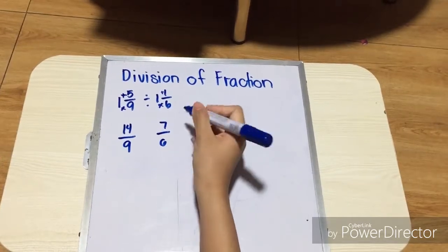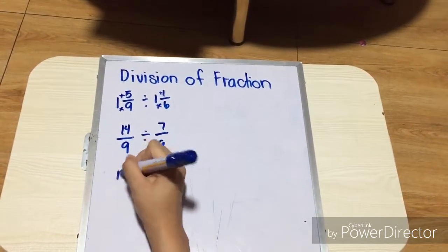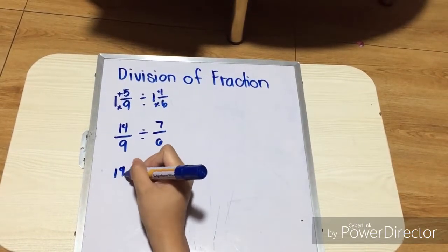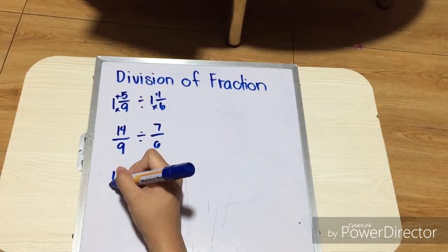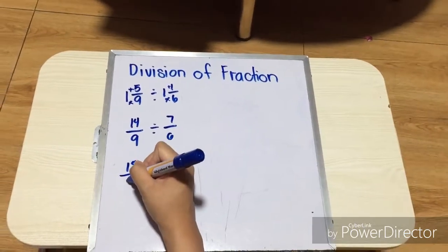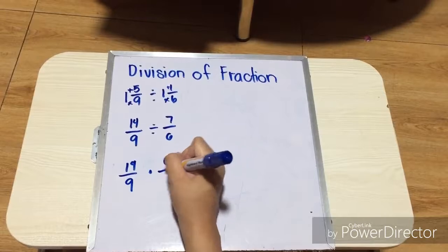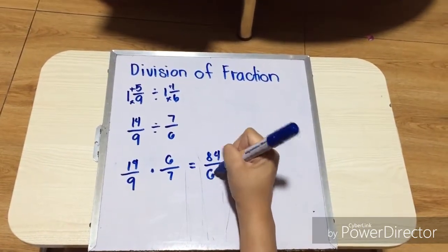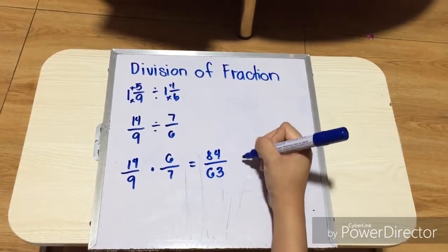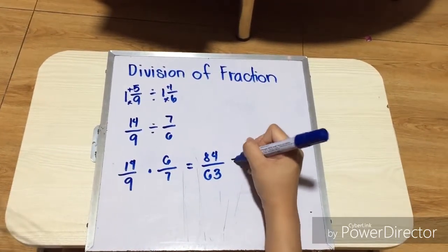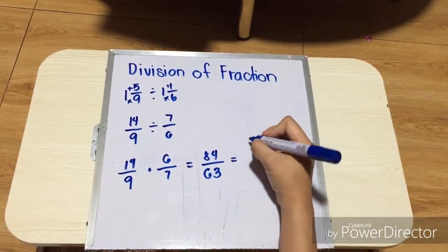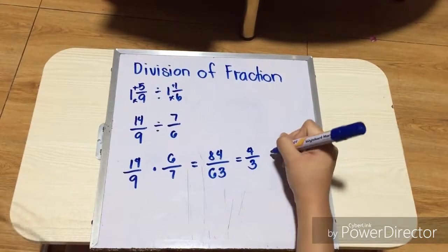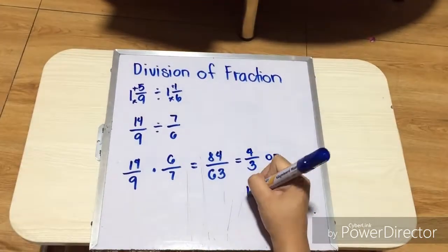Now, we can divide these two. 14 over 9 divided by 7 over 6. Now, we shall get the reciprocal of the second term. 14 over 9 times 6 over 7. The answer will be 84 over 63. Then, we shall get the lowest term. The lowest term of 84 over 63 is 4 over 3, or in mixed fraction, 1 and 1/3.